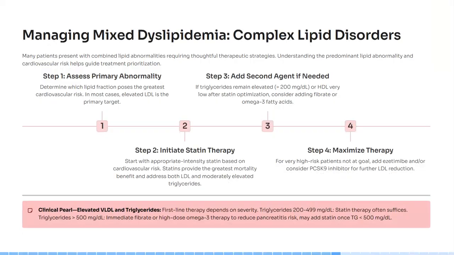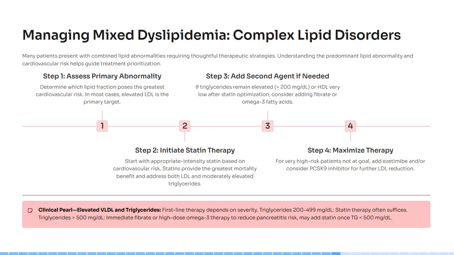To manage mixed dyslipidemia, first assess the primary abnormality and determine which lipid fraction poses the greatest cardiovascular risk. In most cases, an elevated LDL is the primary target. Remember, LDL, low, that's the bad cholesterol.